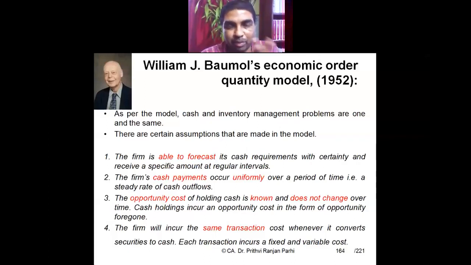You know what Baumol's model is talking about: cash management. It talks about when we are withdrawing cash. Suppose we have invested some money in a short-term investment, some kind of security, and if you are liquidating that security, the transaction cost will be constant. But that transaction cost may consist of a fixed component and a variable component.